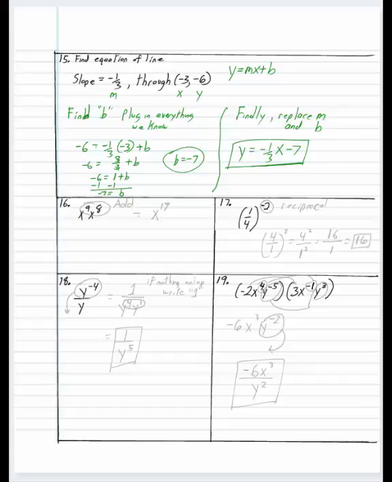Okay, question number 16. When x^9 times x^8, when multiplying, we're actually going to add the exponents. And when we do, we get x^17.